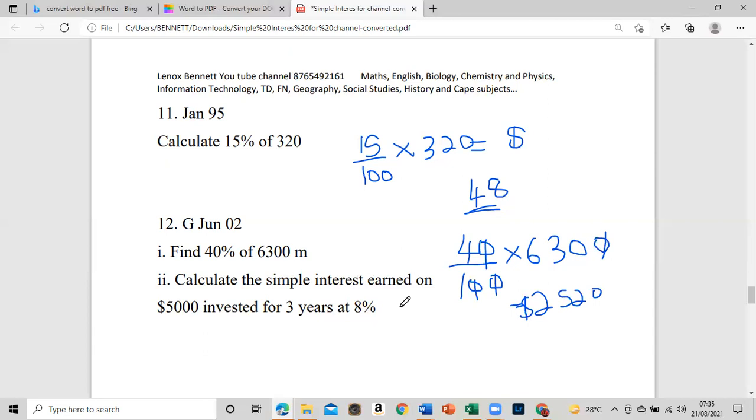Calculate the simple interest earned on 5,000 invested for 3 years at, you know what guys, leave this one in the comment section. Calculate the simple interest earned on $5,000. That's the principal. This is the time and this is the rate.